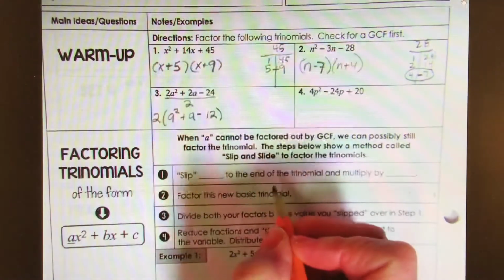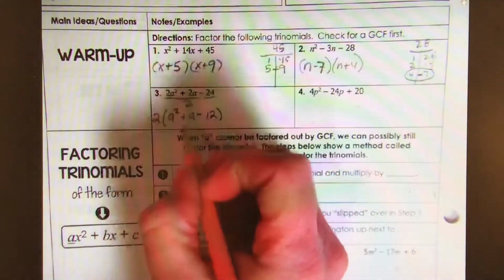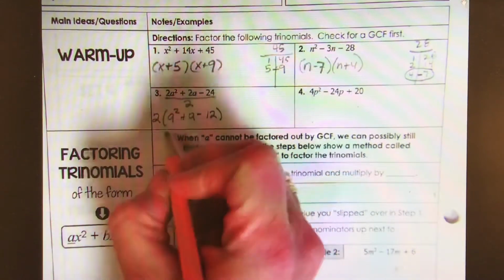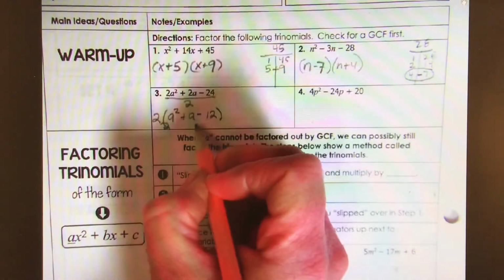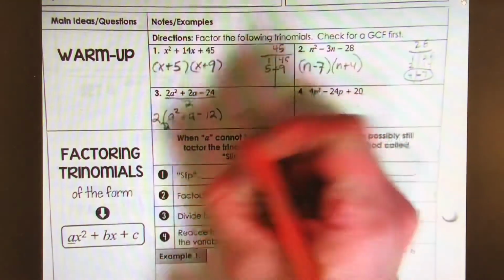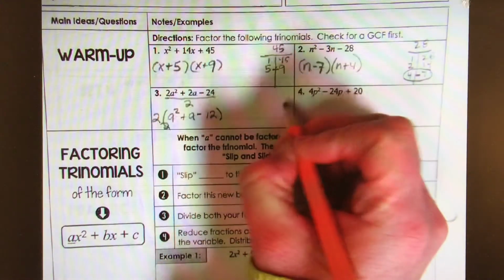And now I'm going to look here. I have 2. I'm going to hold on to that, I'm going to keep it outside. And now I can think about this as a trinomial that I can start factoring.